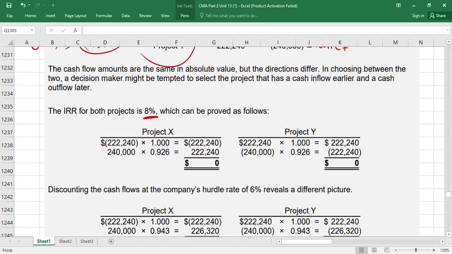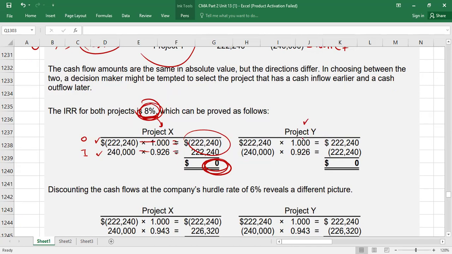For project X, we have first the investment, then inflows. This is year 0, this is year 1. At 8% as the discount rate, here we have 1 and here we have 0.926. You can find this value in the present value of $1 table at 8%. If you multiply these two values, you get the present values, and if you net them, you get NPV 0. NPV of 0 means the IRR is really 8%.